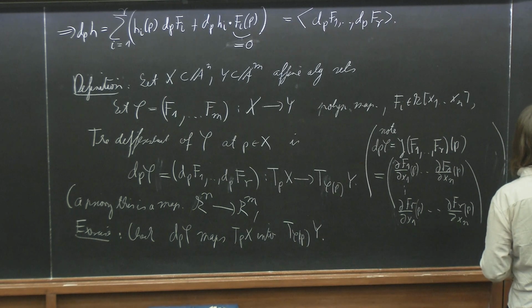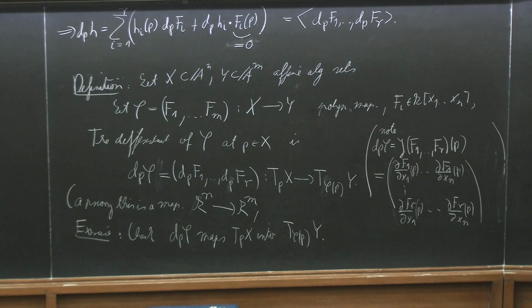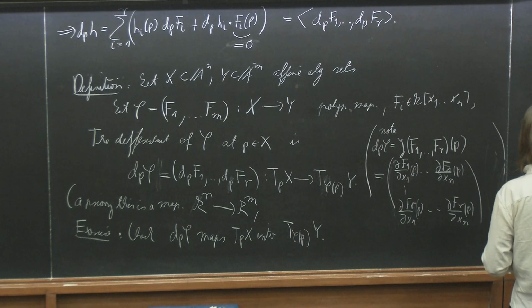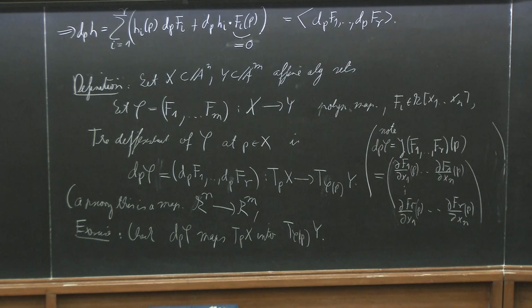So in particular, if phi from X to Y is an isomorphism of affine algebraic sets, in this case meaning it's a polynomial map which has a polynomial map as an inverse, then the differential d_p phi from T_p X to T_phi(p) Y is an isomorphism of vector spaces for all p in X. So in particular, we see that isomorphisms send singular points to singular points, non-singular points to non-singular points, and so on.